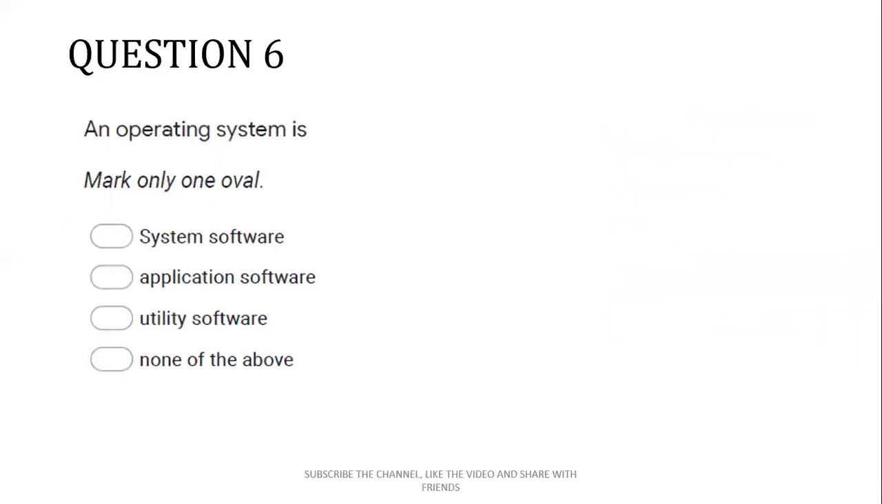The next question is, an operating system is a system software, application, utility, or none of the above. So remember, operating system is system software. So this is the correct answer.